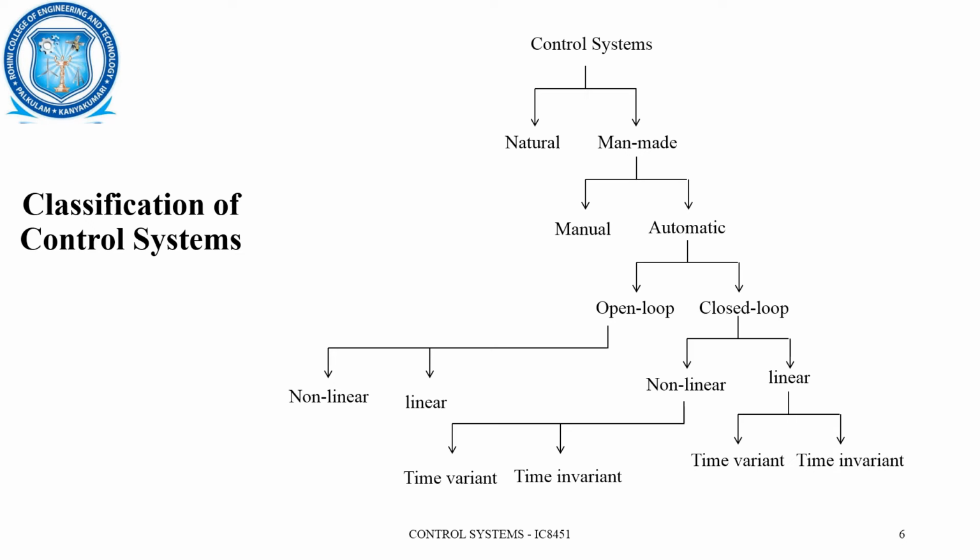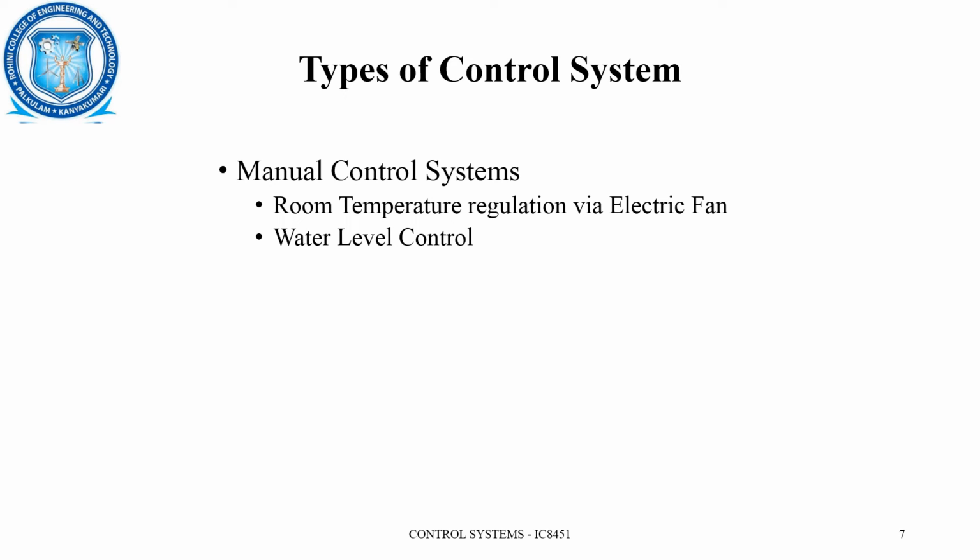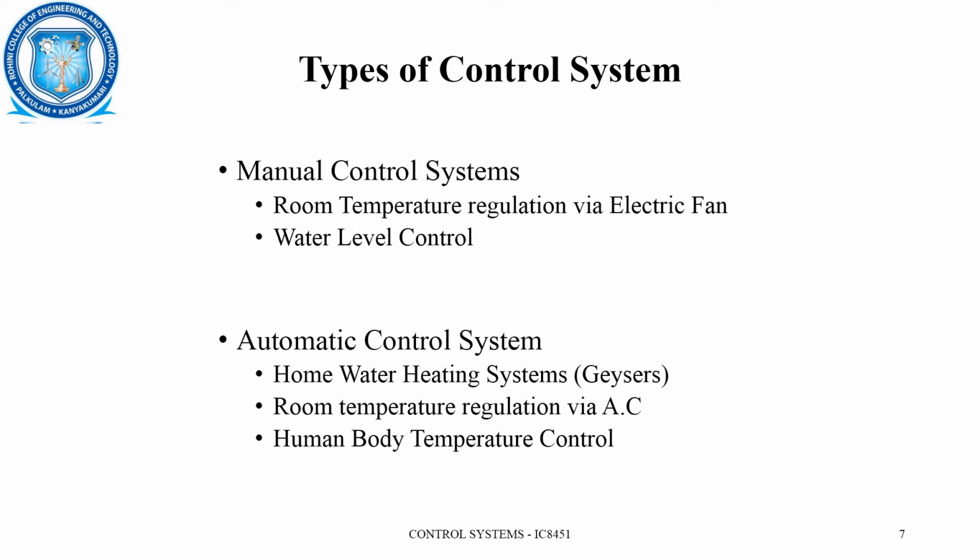variant and time invariant. An example of a manual control system is room temperature regulation using an electric fan or manual ACs, or water level control. Examples of automatic control systems are geysers, home water heating systems, room temperature regulation using AC, and human body temperature control. In an automatic control system, there is an upper limit and a lower limit. The temperature value will not exceed the upper limit, and it will not come below the lower limit. In this way, the control action will be implemented.